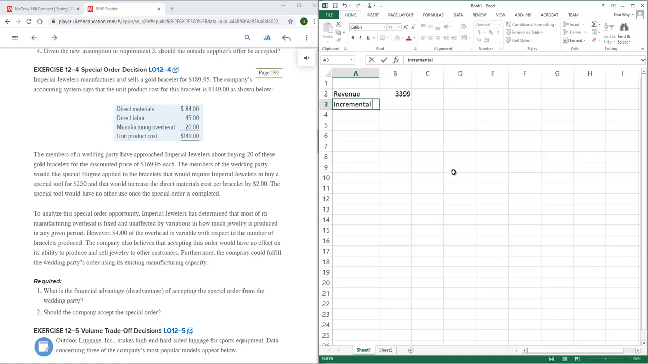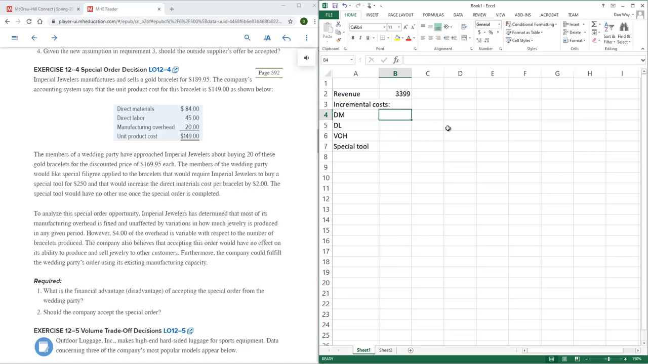Let's think then about incremental costs. So we would have direct materials costs, right? That varies with volume. We'd have direct labor cost. We would have some variable overhead cost. And then we also would have this special equipment or tool that we'd have to purchase to do the customization that the wedding party wanted. So let's think about some numbers for that.